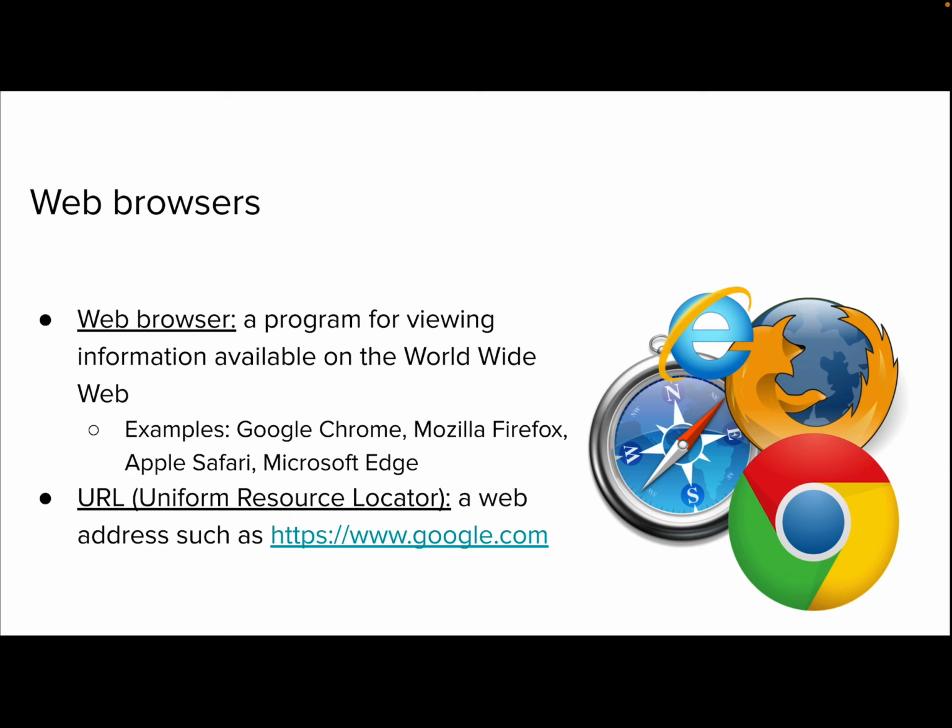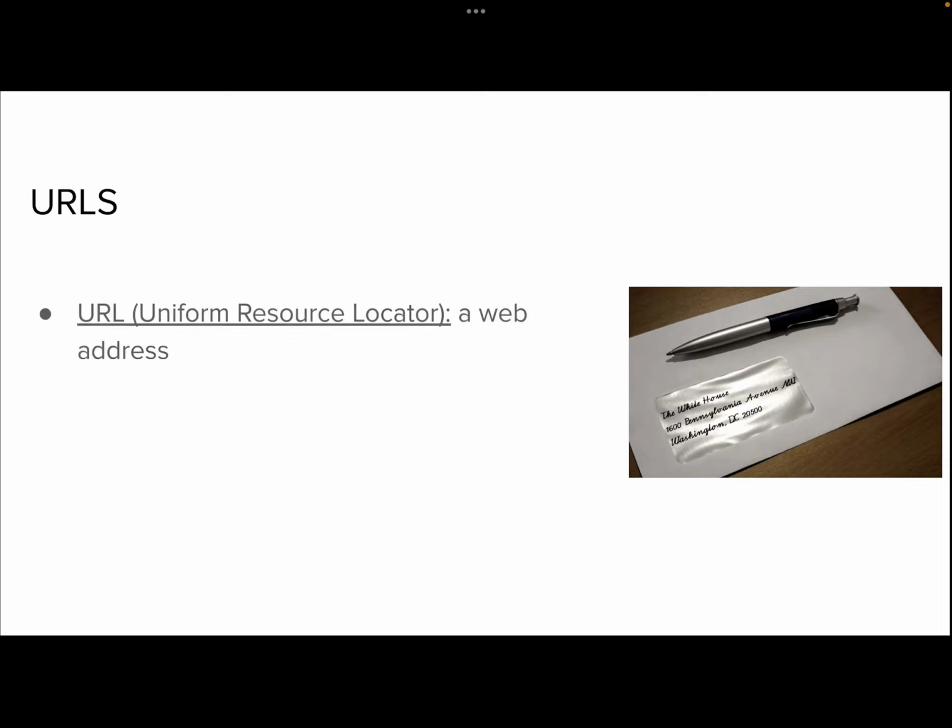They also all need some sort of a URL to find where you'd like to go on the internet. This is typically just the www.blah.com, .org, .net, .edu, whatever those are. We'll talk a little bit more in depth about those later. But these URLs are just kind of like web addresses. That's all that they really are at the end of the day.